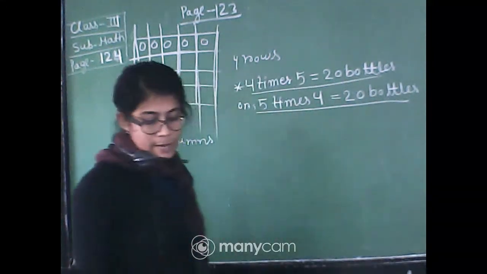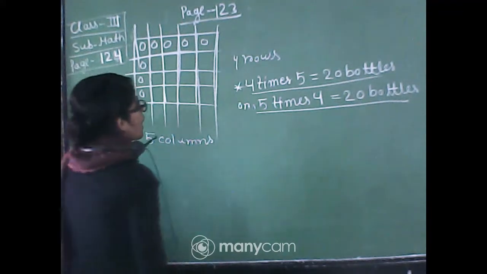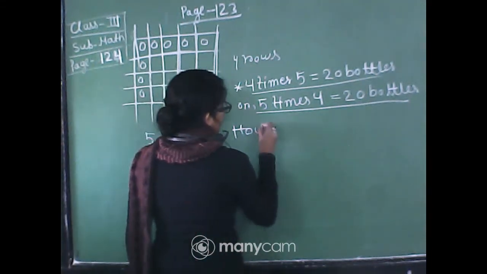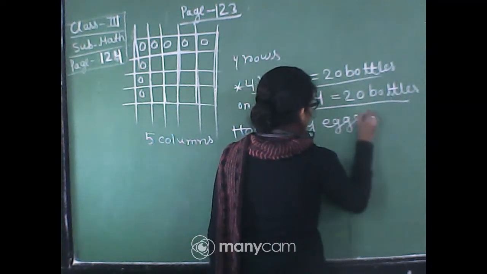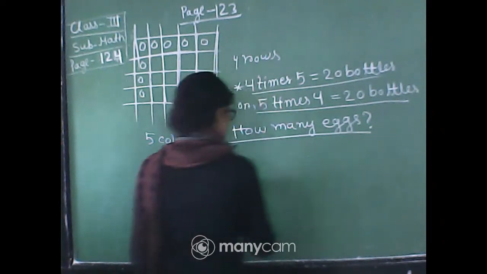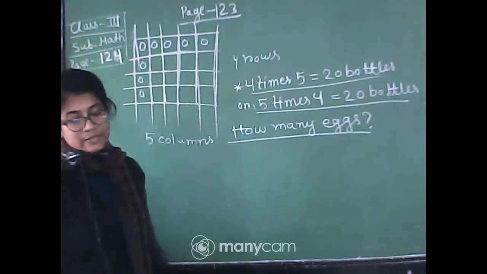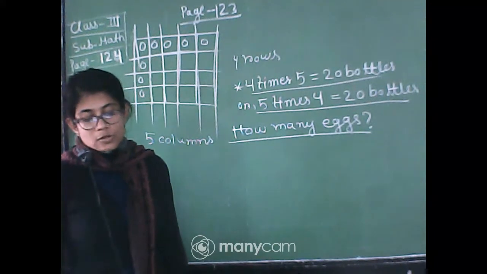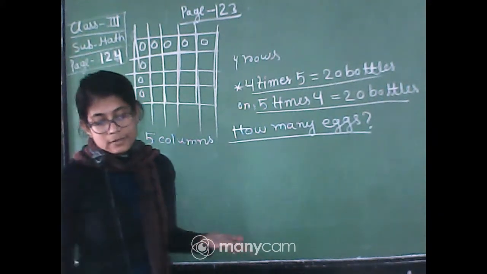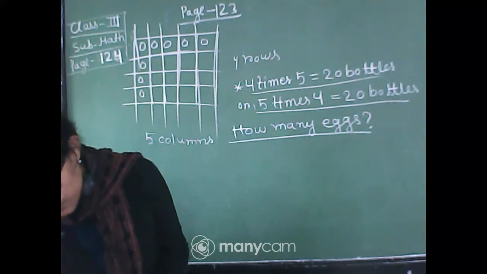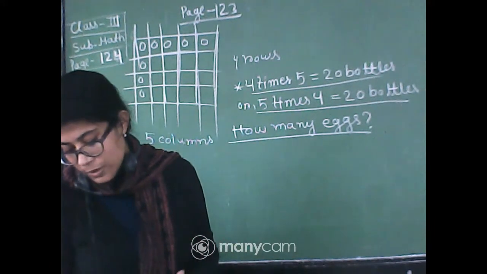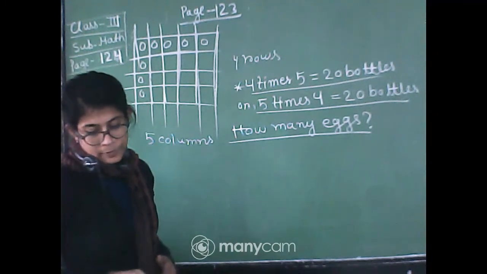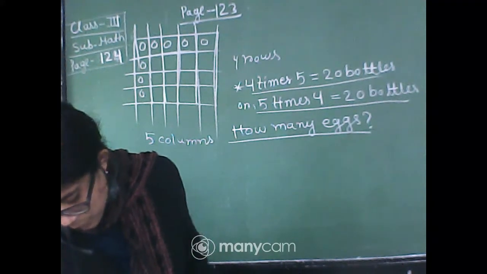Okay. In the same way, how many eggs? So dash times dash equal to dash eggs. So you can see on the tray of the eggs, how many columns are there? 1, 2, 3, 4, 5. 5 columns are there. And how many rows? 1, 2, 3, 4, 5, 6 rows are there, isn't it?